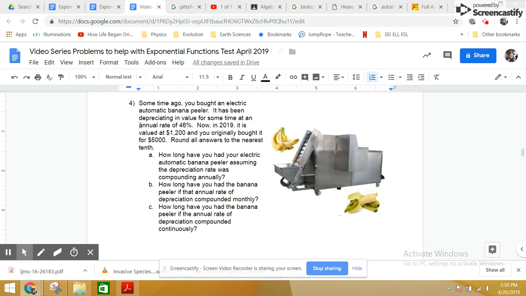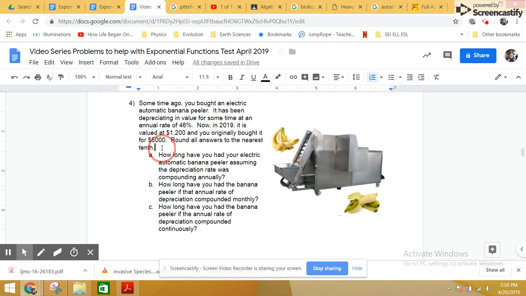And right now I'm going to deal with problem 4, which on the original test involved the depreciation of a chicken car. In this case, we're going to consider an electric automatic banana peeler, a real thing one can buy. It really exists as a thing. So, some time ago, you bought an electric automatic banana peeler. It has been depreciating in value for some time at an annual rate of 46%. Now, in 2019, it is valued at $1,200, and you originally bought it for $5,000. Round all answers to the nearest tenth.